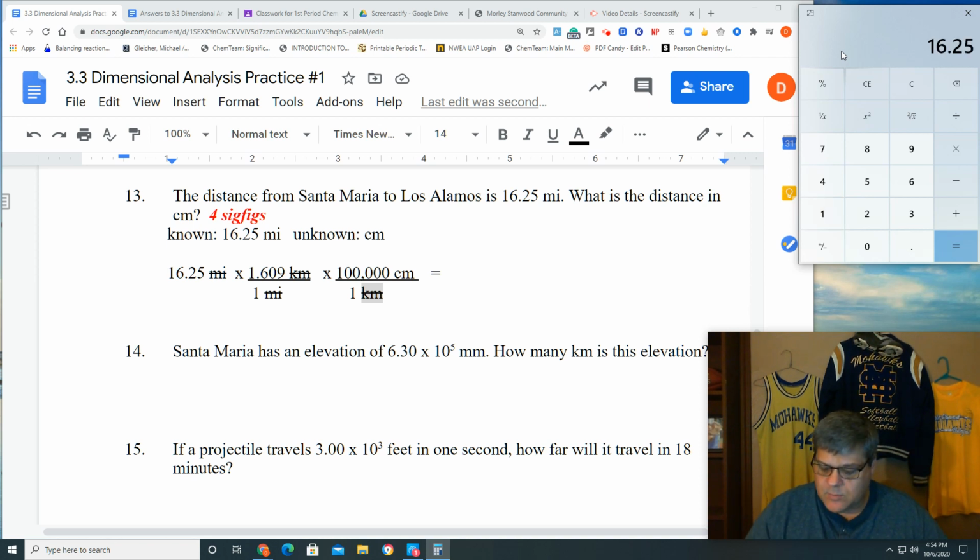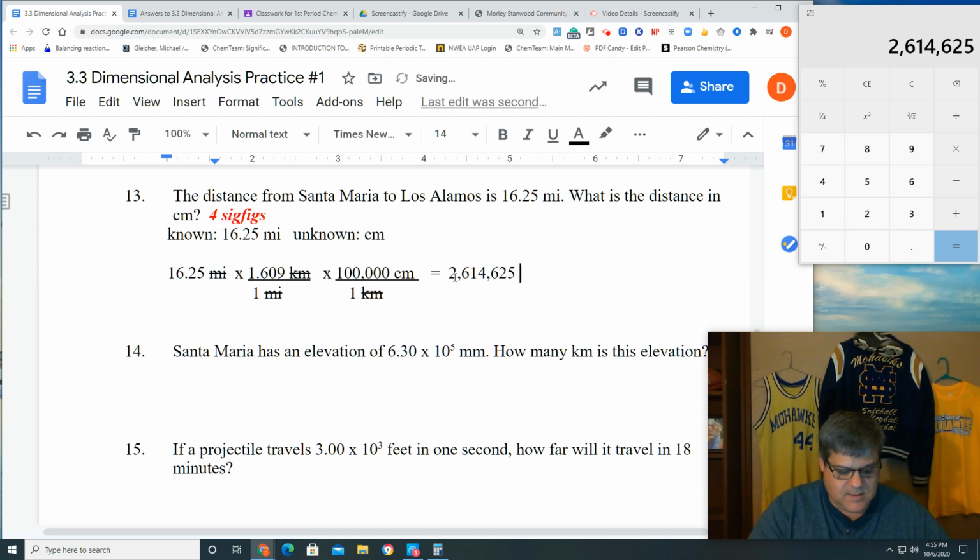16.25. And we're going to multiply that by 1.609. And then we're going to multiply that by that many centimeters, so we're going to multiply by 100 and hit our enter. So we end up with 2,614,625 centimeters. That's a lot of centimeters. But we're not done because our answer has to be in 4 significant figures.